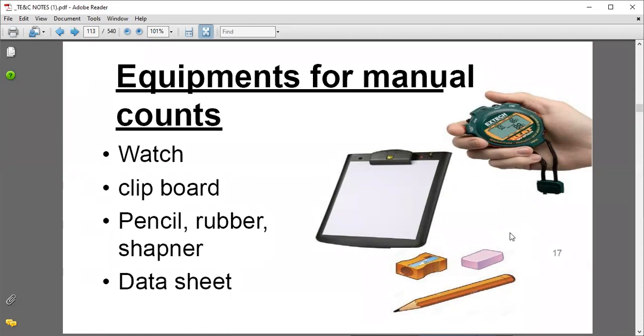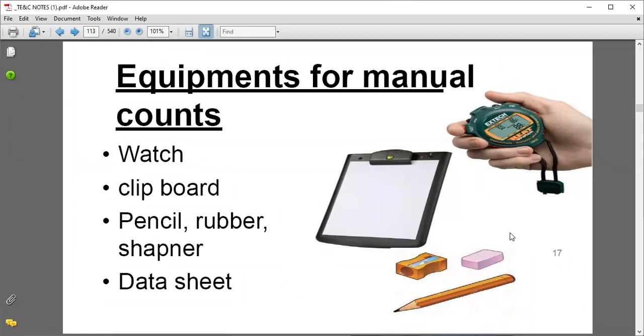What is required for the period? We have to divide the period into morning period, afternoon period, and evening period. So we need the start time and the end time. If you want to do the survey for 2 hours, then we need the starting hour to the end hour. For that purpose, we require the watch, for setting the time. That is the first point.